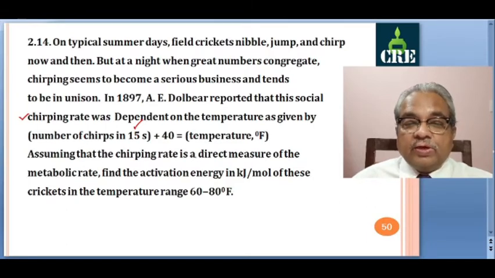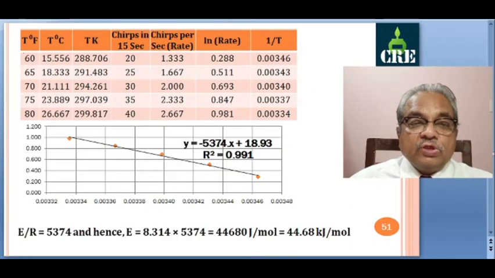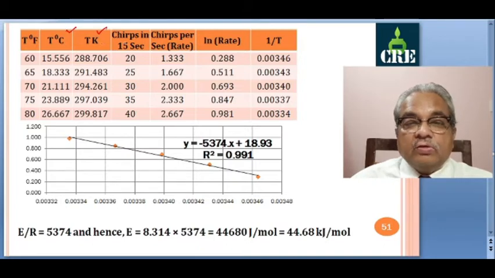Assuming that the chirping rate is a direct measure of metabolic rate, we have to find the activation energy in kilojoule per mole of these crickets, these insects, in the range of 60 to 80 degrees Fahrenheit. So between 60 and 80, I am taking these points: 60, 65, 70, 75, 80 in Fahrenheit, convert to Celsius, convert to Kelvin. So this is the data in Kelvin. Number of chirps in 15 seconds is 20, 25, 30, 35, 40.